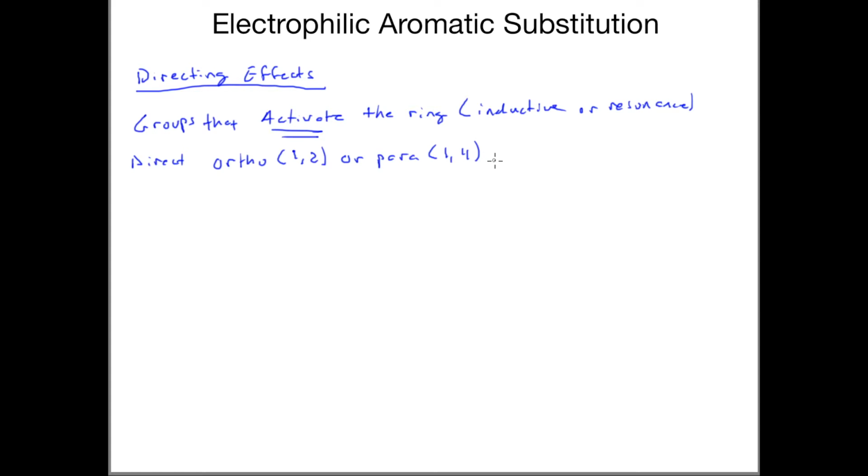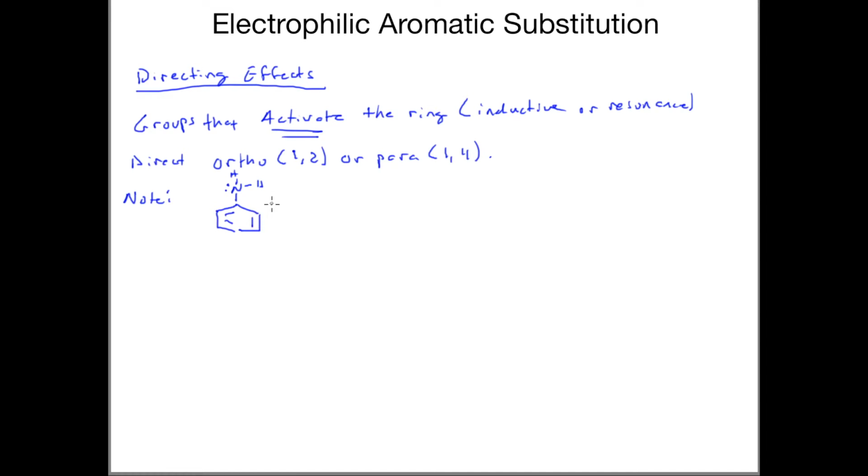So groups that activate direct into these, either 1,4 or they direct 1,2. Now, as an example, we can draw aniline here. And I've got the lone pairs there on this nitrogen.